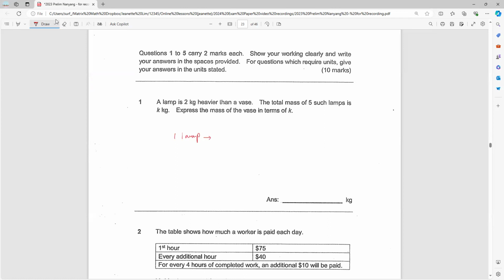K divided by 5. Okay, because they said 5 lamps is K kg, so we find one lamp first. And then we compare the lamp and the vase. According to the first sentence, the lamp is heavier than the vase, so the vase will be lighter. Lighter, we minus. So we take the mass of the lamp and minus 2 kg.